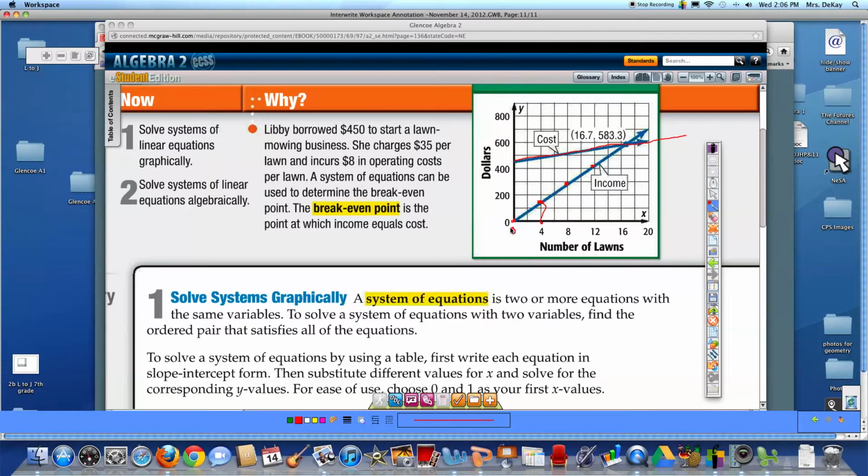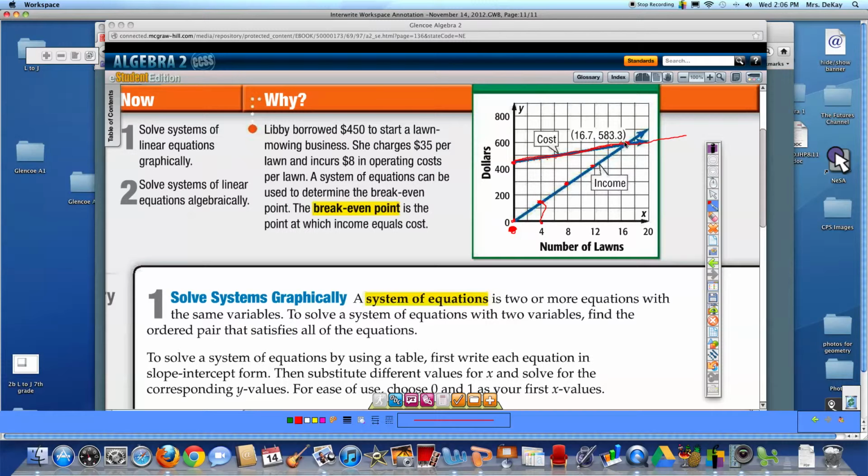Before the business even starts, when she's been in business for 0 days, she has already spent $450, right? And every lawn she mows, she spends $8 more. All right? So she's actually increasing this by 8 every step of the way. Her slope is actually 8. Okay? So here we go, and here she is. It's costing her this much.